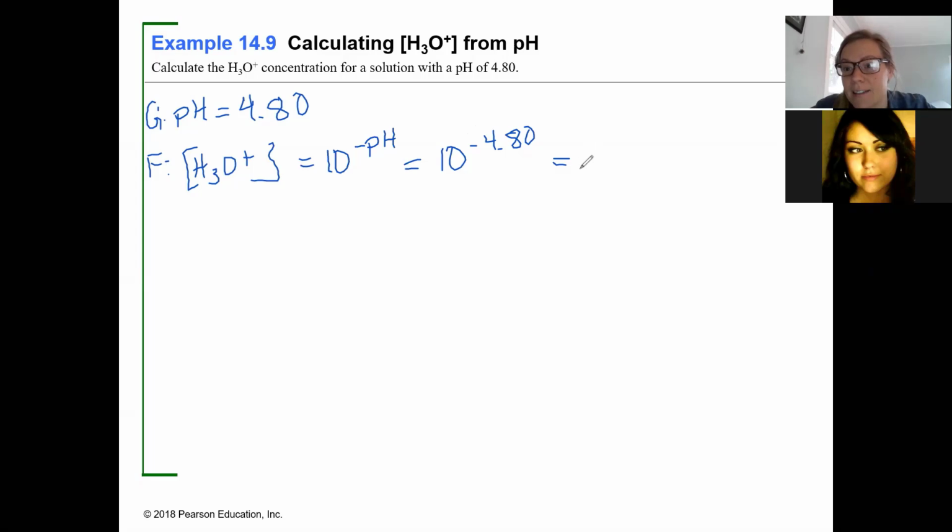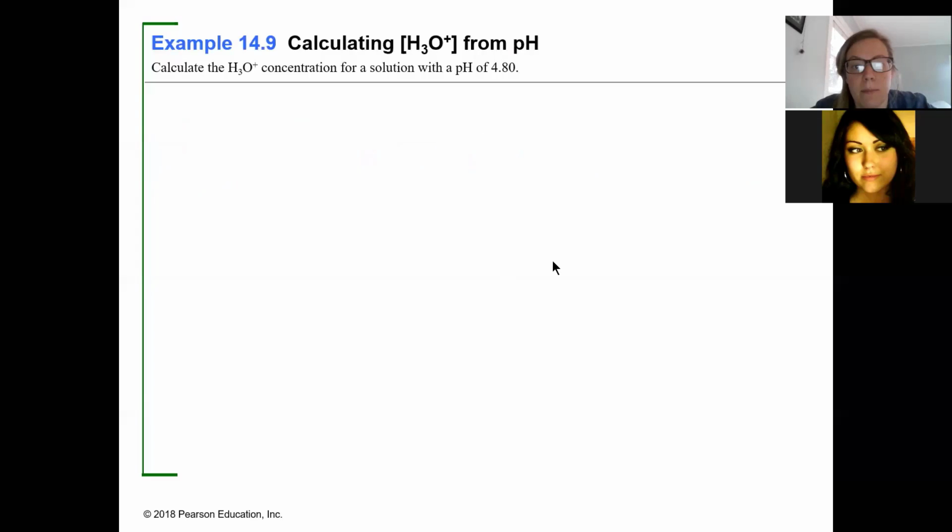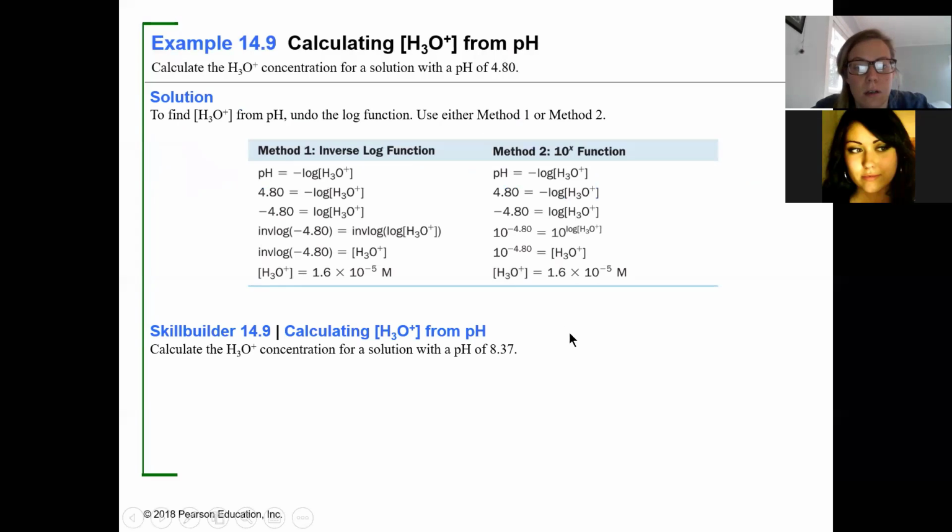Please write it as scientific notation. So 1.58 times 10 to the negative 5. Okay, and this is big M, molarity. Questions on that? Don't worry, I'm going to pull up their stuff here.